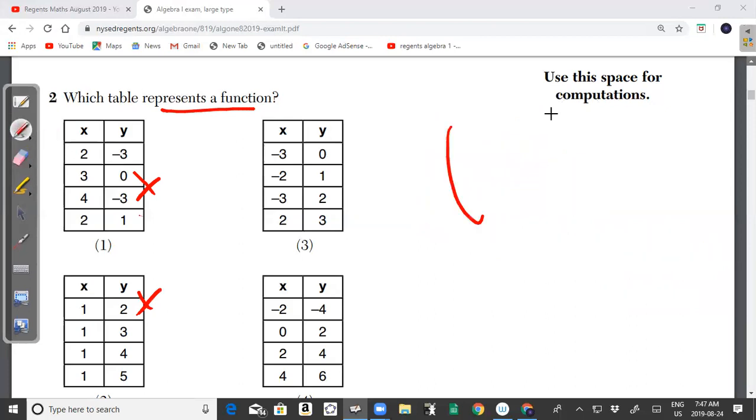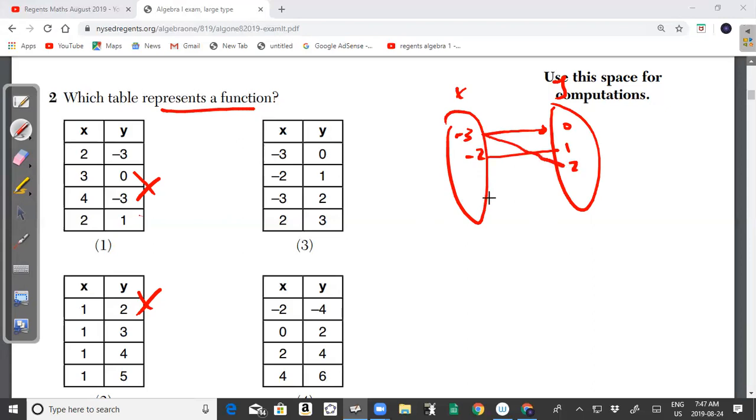We have x and y. So we have negative three is mapped onto zero, negative two is mapped onto one, negative three is mapped onto two, and two is mapped onto three.